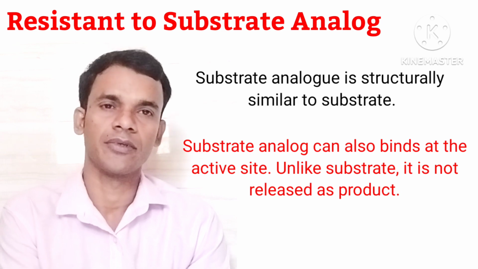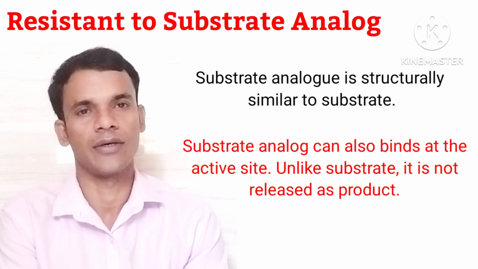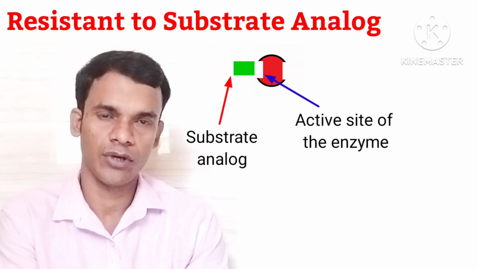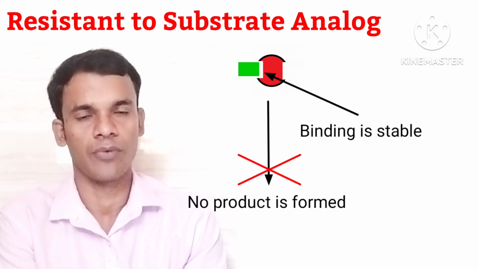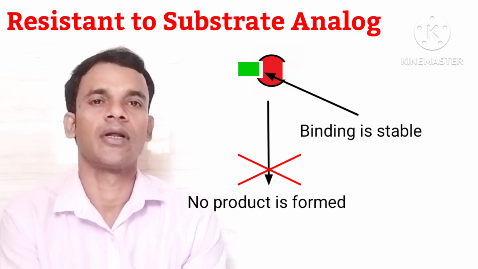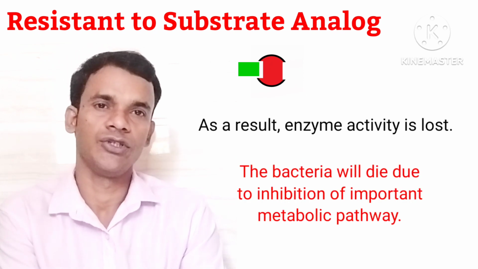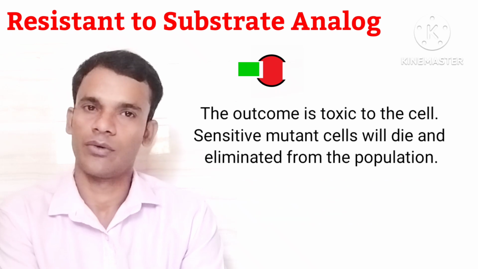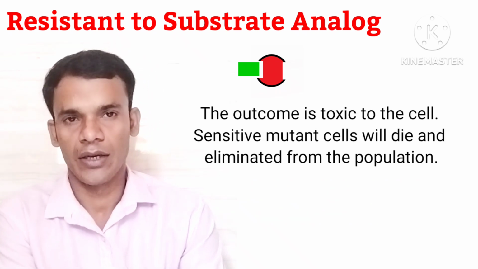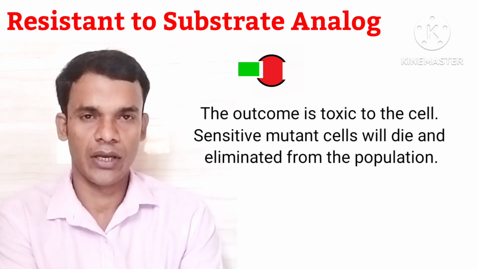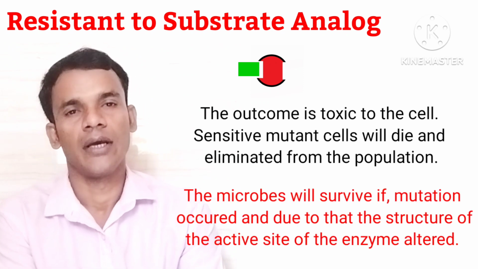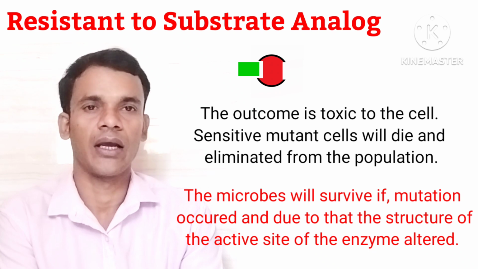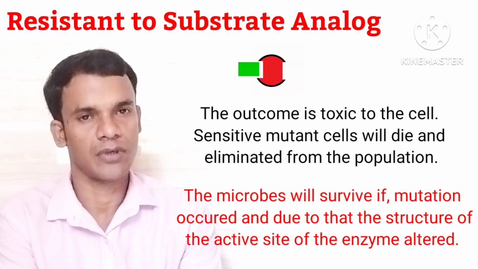Likewise, a substrate analog can also interact with the regulatory site of the enzyme. As a result, it can also regulate the metabolic pathway. Binding of the substrate analog at the regulatory site of the enzyme inactivates the enzyme. The effect is toxic to the cell. The toxicity eliminates all sensitive mutant cells in the population. In this screening process, microbes will survive if they can tolerate a high concentration of substrate analog.